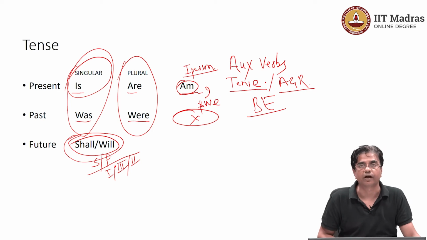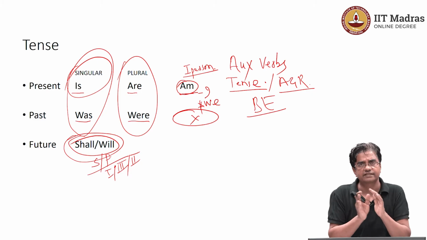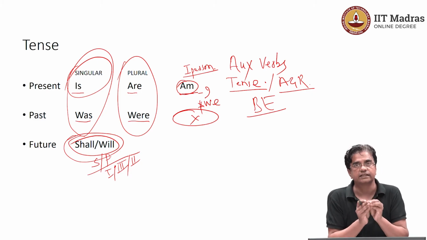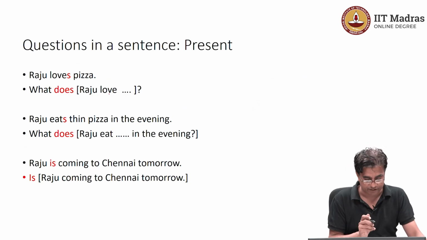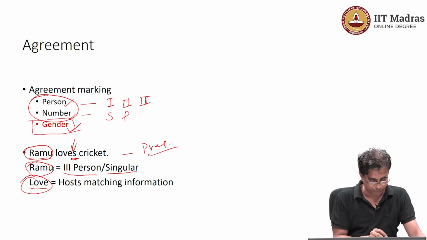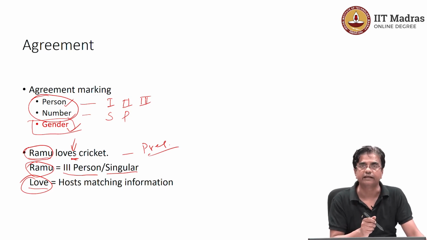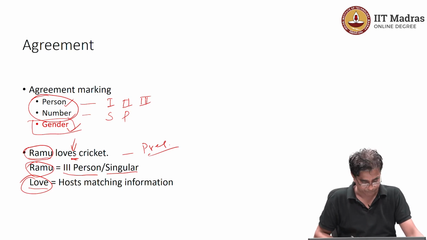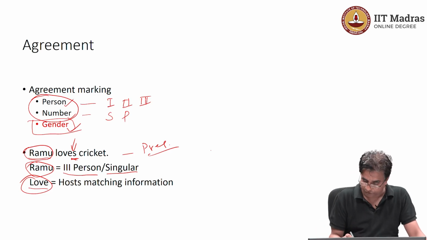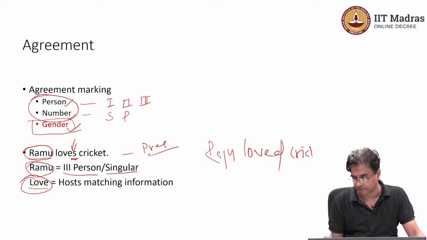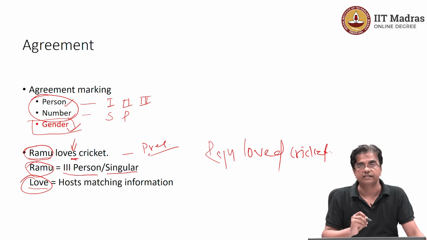These are plural markings. So tense and agreement are sometimes associated with each other on certain words. So here tense is already embedded in that agreement marking. We can also say, Raju loved cricket. Maybe now he doesn't.